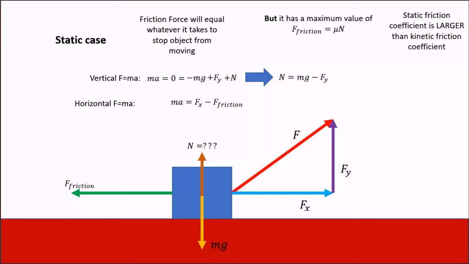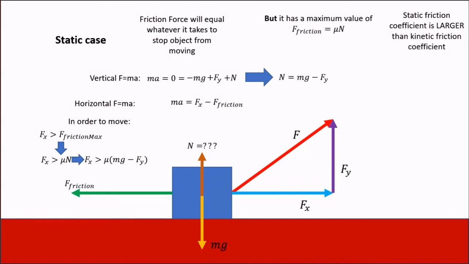Now, as stated before, the friction force will adjust to equal the horizontal applied force, thereby canceling it and making zero acceleration. However, there is a maximum value to this friction force. Once the horizontal force exceeds this maximum friction force, then the object will accelerate, and the problem becomes a kinetic friction problem. So in our problem, the object can only move if F sub x is greater than the maximum frictional force, which is mu times the normal force. We already solved for the normal force, so that means it has to be greater than this quantity.